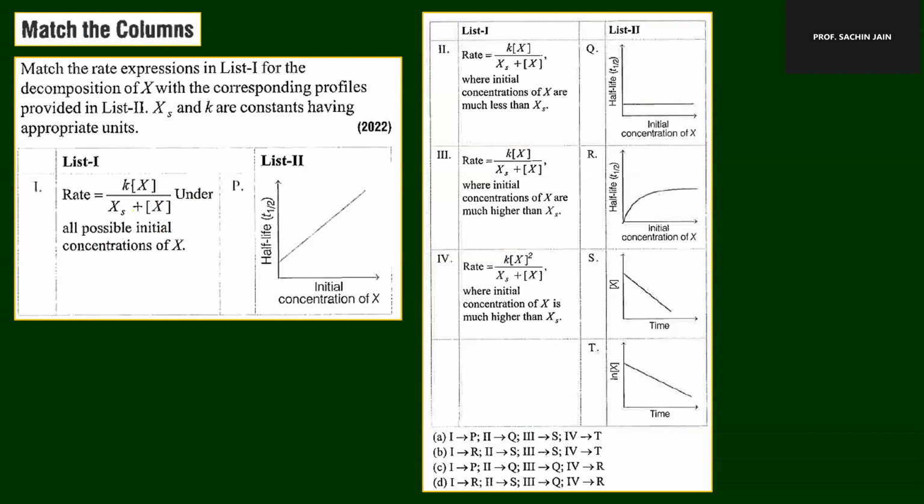Like in the first, under all possible initial concentration of X, the rate expression for the first case is K times concentration of X upon X_S, which is a constant, plus the concentration of X. Now, under all possible initial concentration, meaning what values can you take? Starting from anything except 0, from 0 to the initial concentration. Anything is possible.